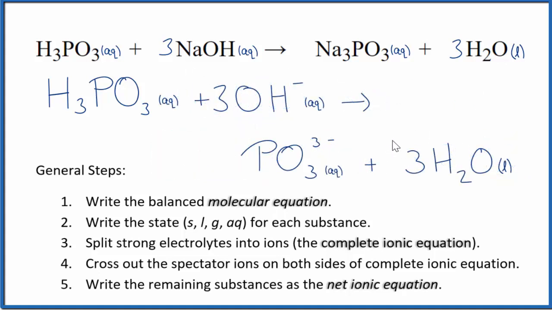So this is the balanced net ionic equation for phosphorus acid plus sodium hydroxide. If you count the atoms up on each side, you'll see that they're balanced. And if you look at the charge, we have 3 times 1 minus on this side, so a 3 minus on this side of the equation in the reactants. And we have this 3 minus here in the products. So charge is balanced, atoms are balanced.